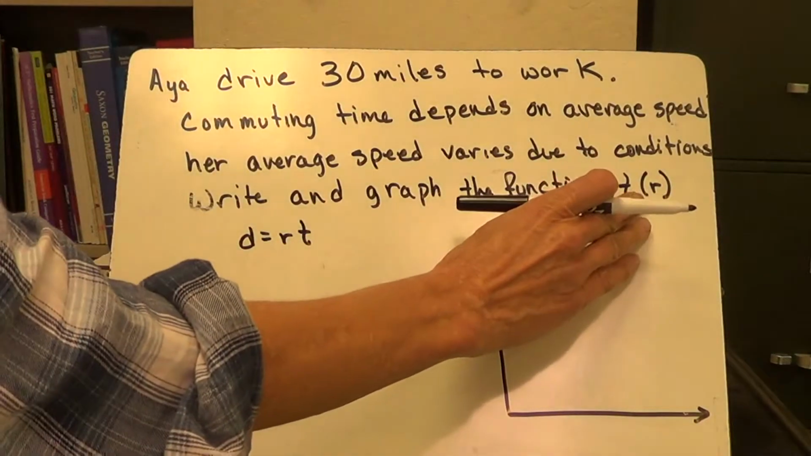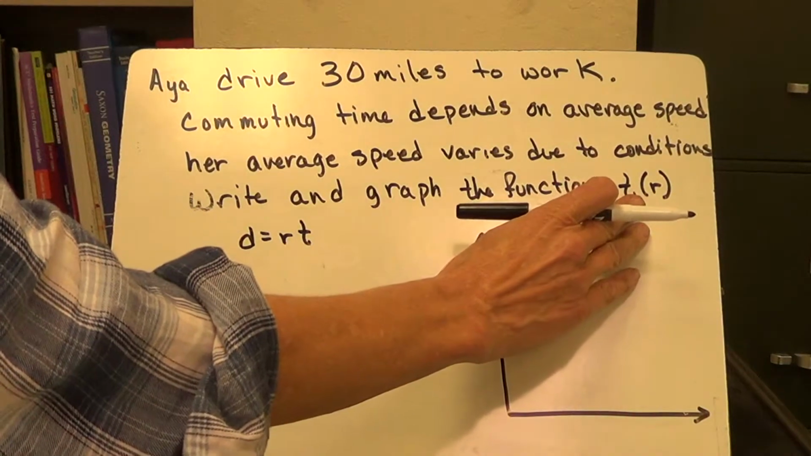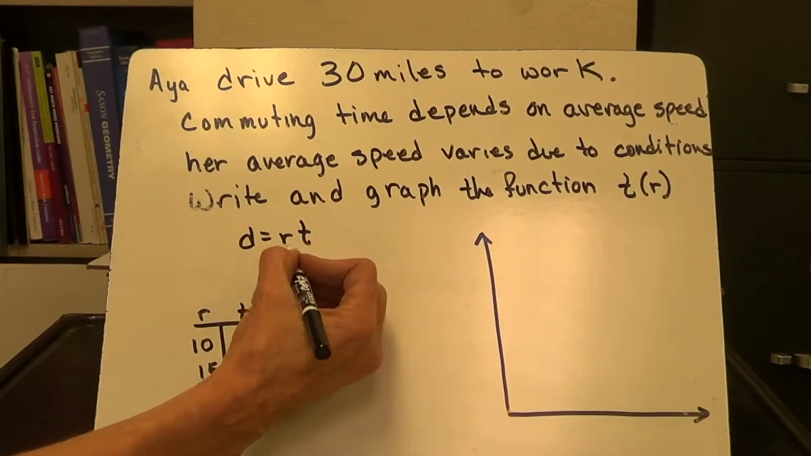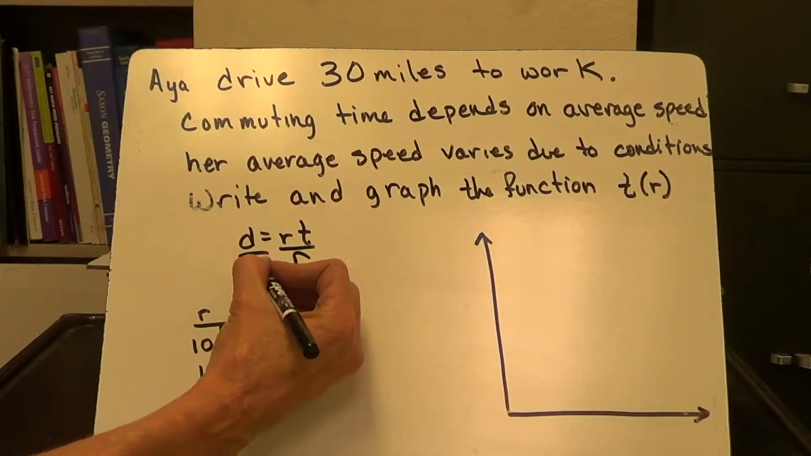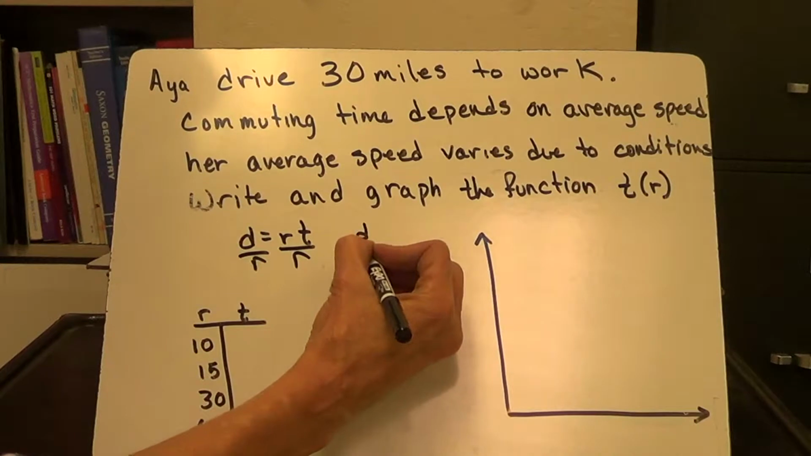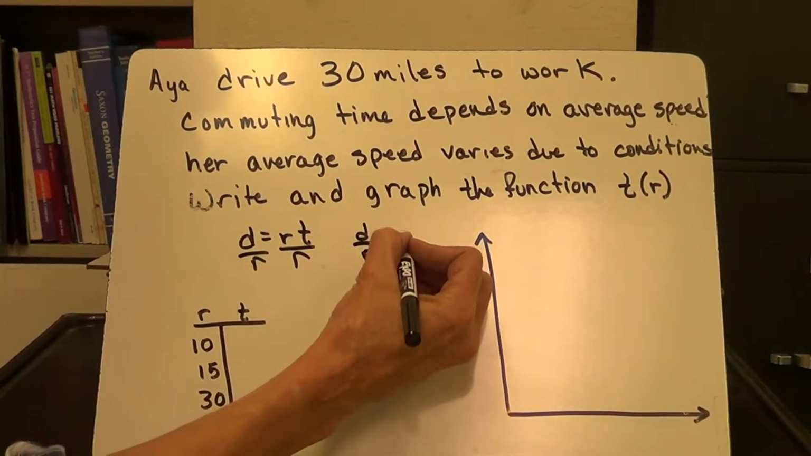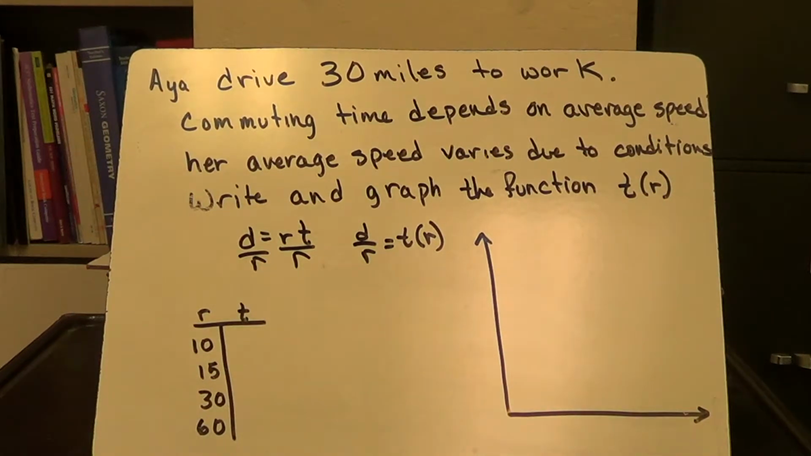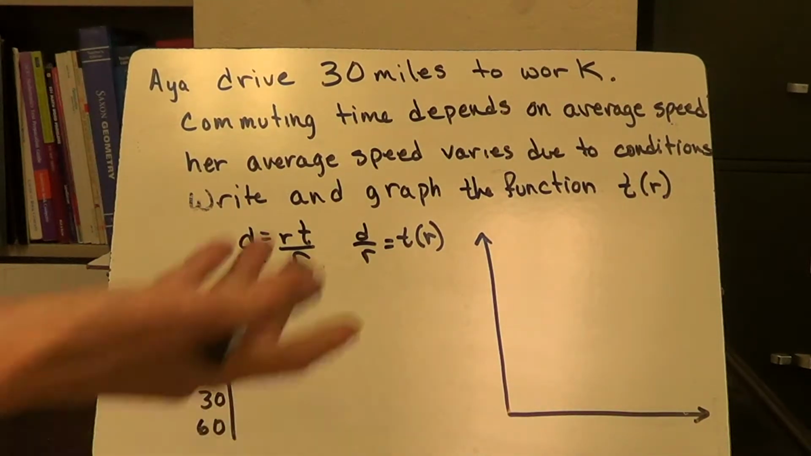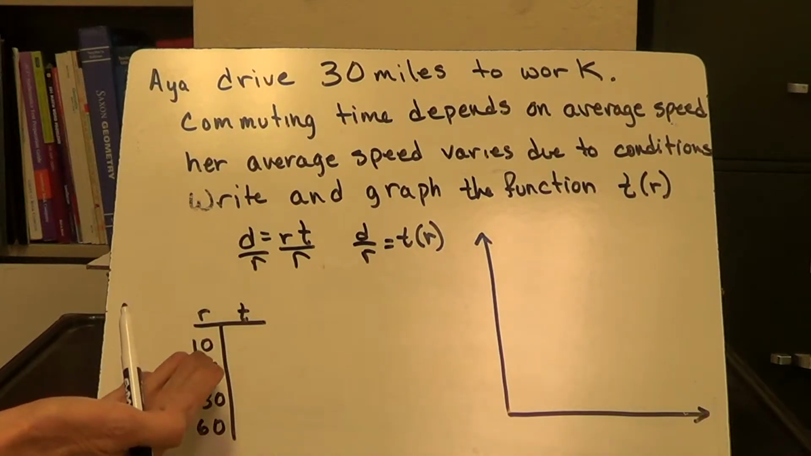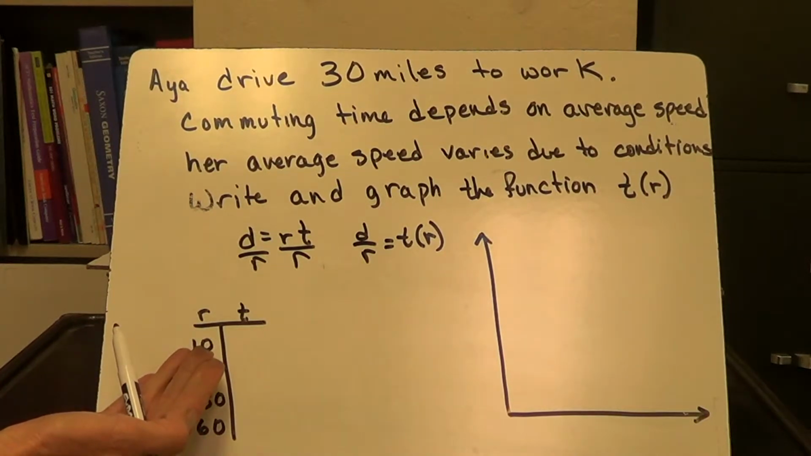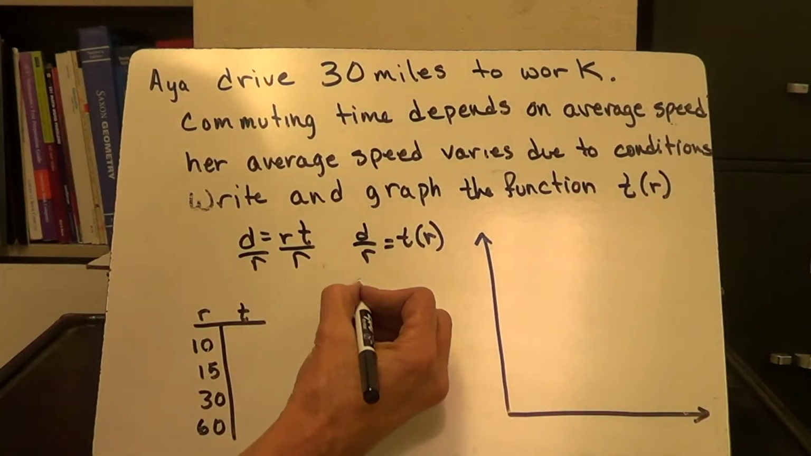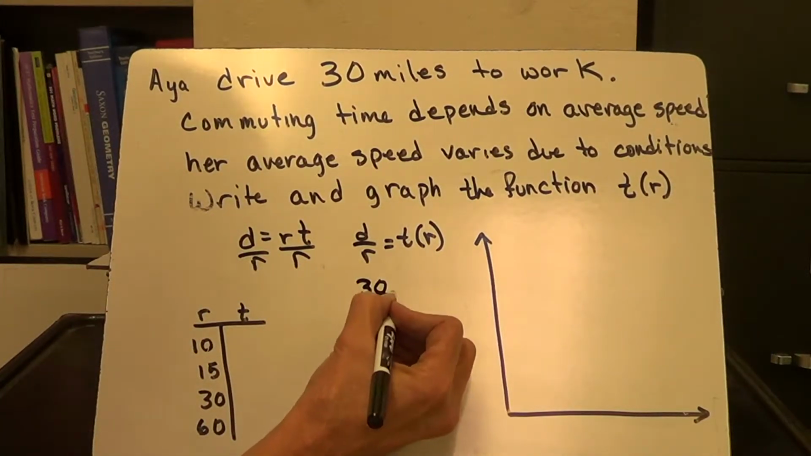So I'm looking at my time being dependent on rate. So I want to get the time alone, and my input would be the rate. So I divide by rate on each side. And I get that my distance divided by my rate equals my time, which is dependent on the rate. Now, every day, this is going to change by the conditions. It already said that. So some days, she'll have an average rate of 10 miles per hour. Well, it's 30 miles to work, so 30 divided by 10, this is my actual formula.